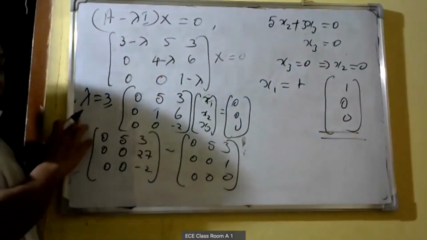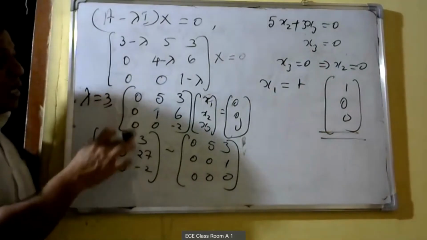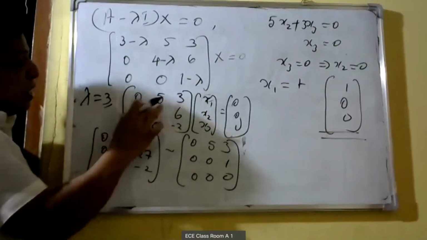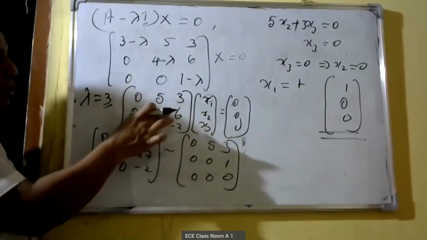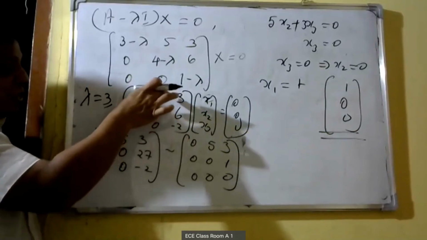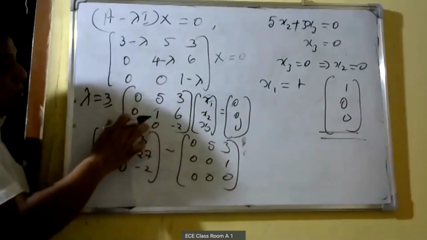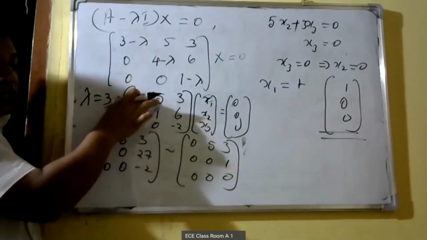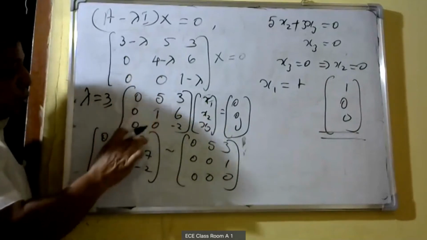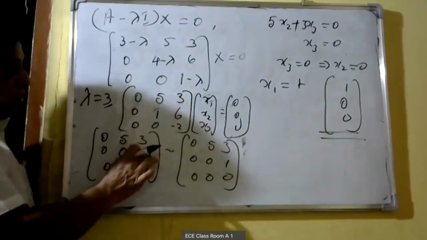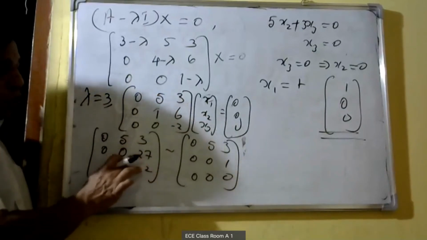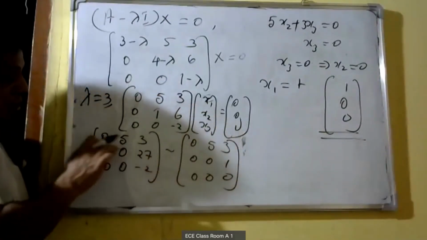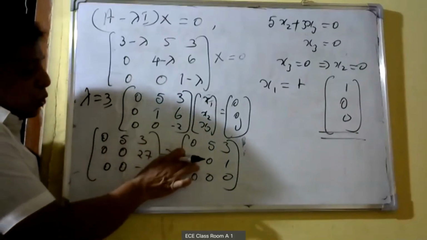Therefore, when lambda is equal to 3, the eigenvector is 1, 0, 0. When lambda is equal to 3, the matrix will be 0, 5, 3; 0, 1, 6; 0, 0, minus 2. First we convert this matrix into echelon form. Multiply the second row by 5 and subtract from the first row. Therefore, 5 into 1 is 5, 5 into 6 is 30, 30 minus 3 is 27. Then 0, 0, minus 2, which we convert to 0. Then we get 0, 5, 3; 0, 0, 27; 0, 0, 0. This row can be divided by 27, so we change it to 0, 0, 1.